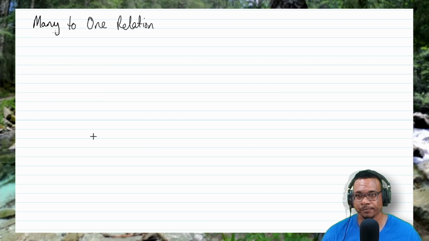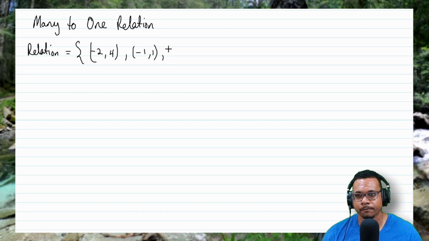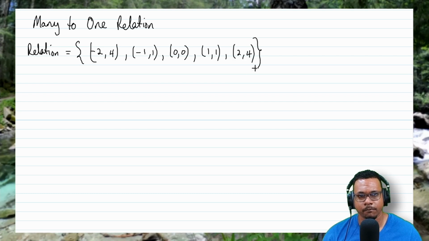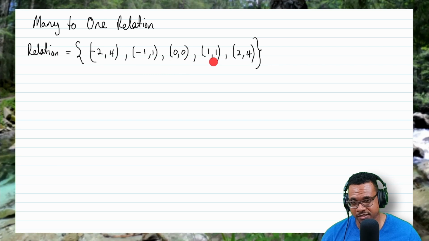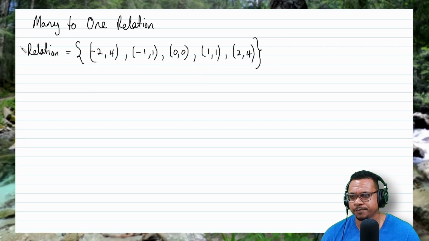Now our next type we're going to look at is the many-to-one relation. So here I have my set of ordered pairs to represent my many-to-one relation, and now I'm going to draw a mapping diagram to represent it.